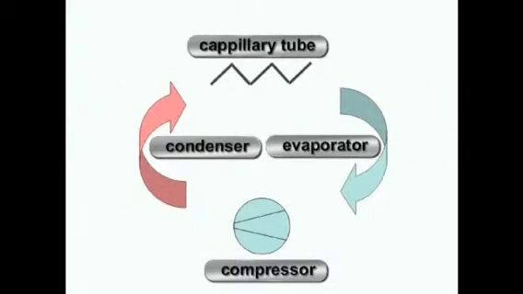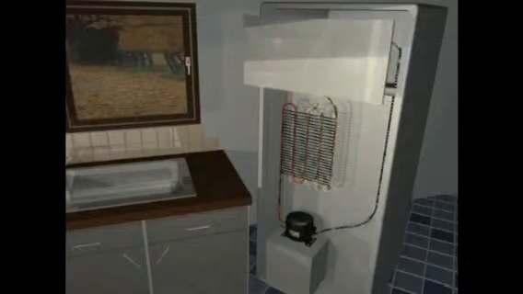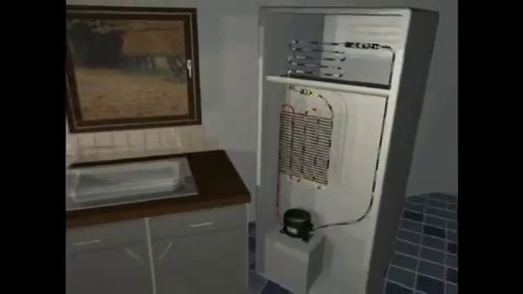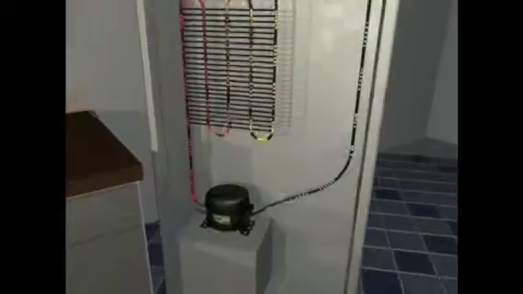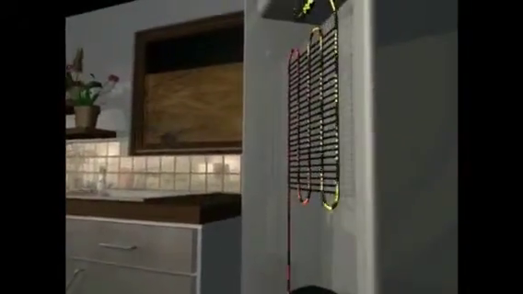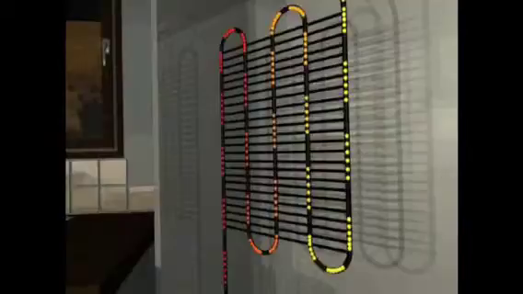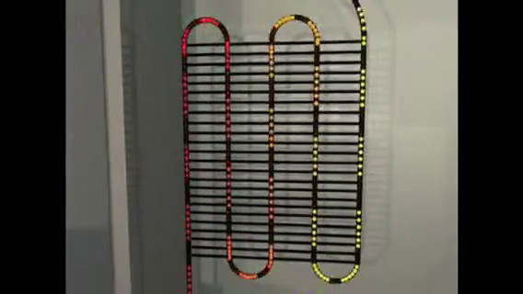But what does it look like in our refrigerator? Here it is just this principle of the closed refrigerant circuit which is applied. The compressor transports the gaseous refrigerant to the condenser. The condenser is the black frame on the back of the equipment. The refrigerant is liquefied by the heat emission to the environment.